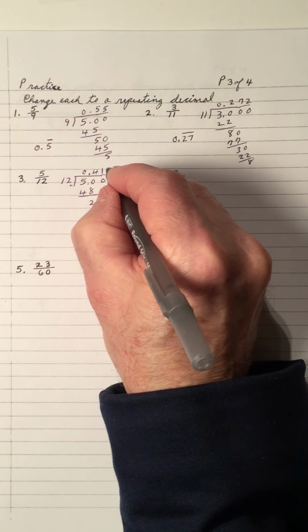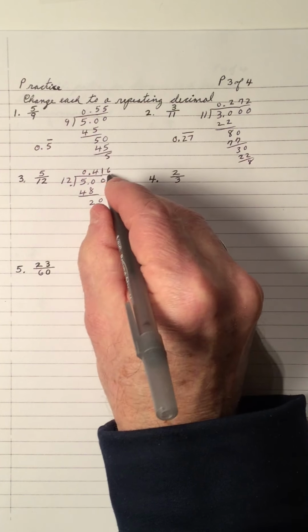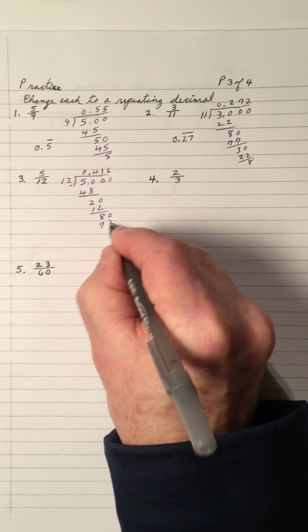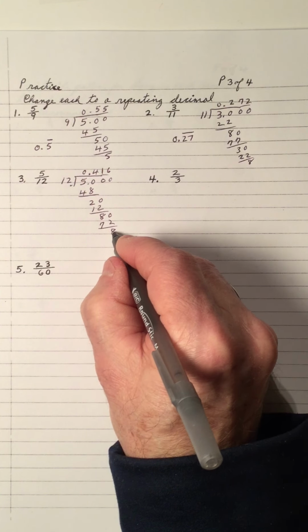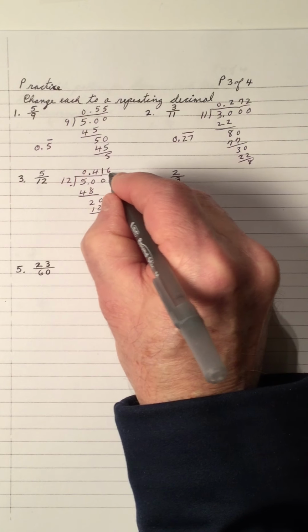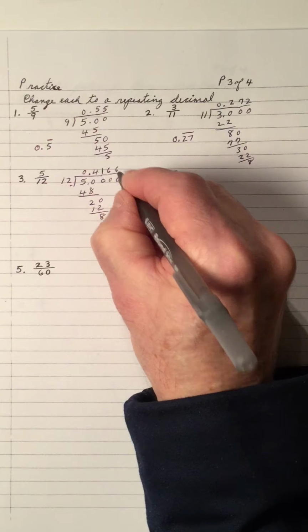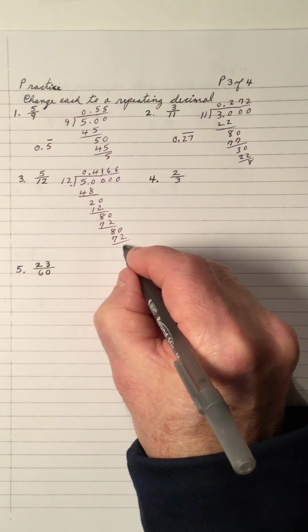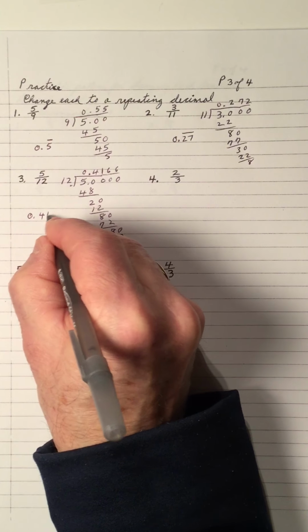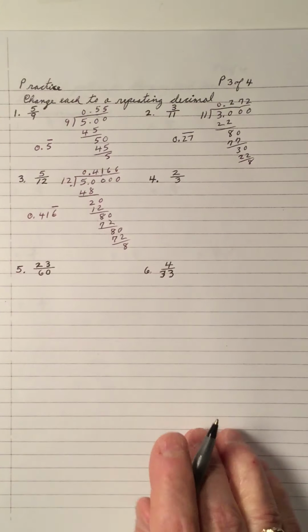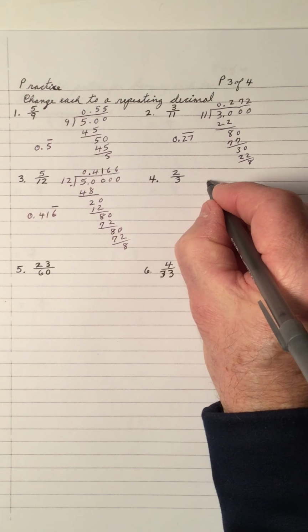12 into 8 goes 6, 72, and we get an 8. Oh, the 8 was here, and the 8 is here, so the 8 is beginning to repeat. But just one more to make sure. 12 into 80 goes 6, 72. So you can see that the 8 is repeating. So decimal 0.416. The 6 is repeating, not the 4 or the 1. Only the 6 is starting to repeat.